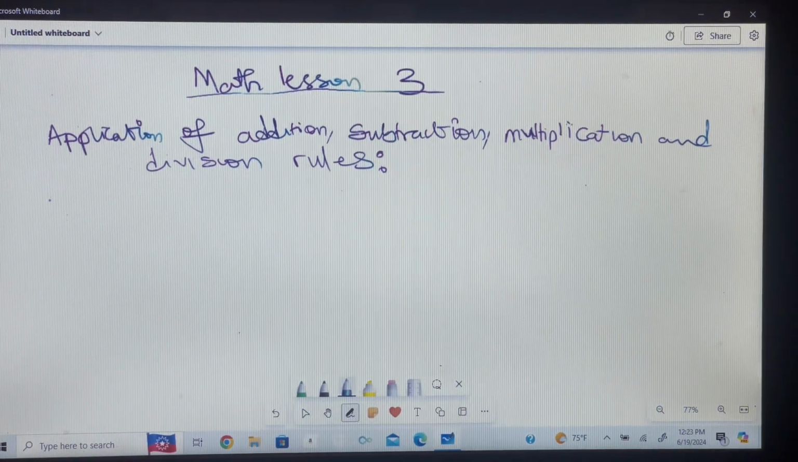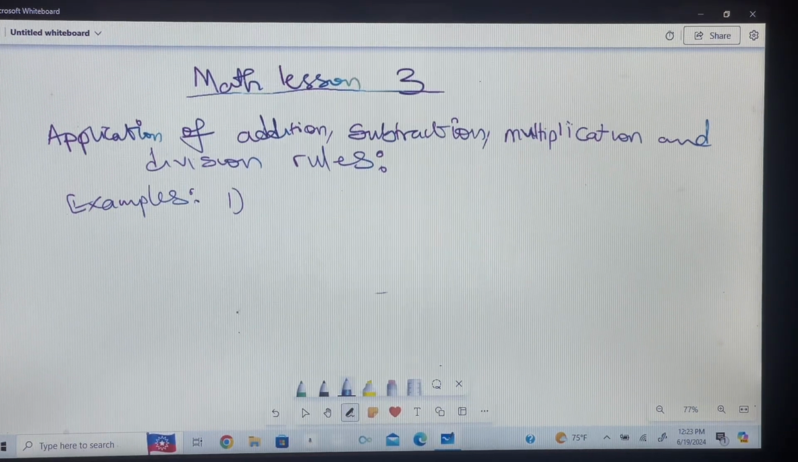So, examples. Number one, if you're given positive 1 multiplied by negative 8, minus positive 1 multiplied by positive 2.